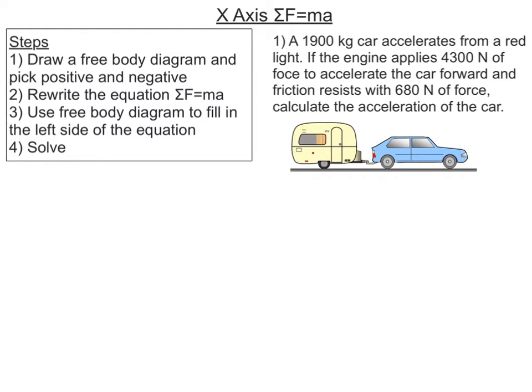I've got a car driving along. It looks like the mass of the car is 1,900 newtons, and it's accelerating from a red light. The engine is going to apply 4,300 newtons of force. Let's go ahead and get some numbers on here. All right, so there I've got my mass and my force of push, because the engine is applying 4,300 newtons of force. Looks like a little typo here. The force is to accelerate the car forward. Friction is going to resist with 680 newtons of force, and I'm looking to calculate the acceleration of the car.